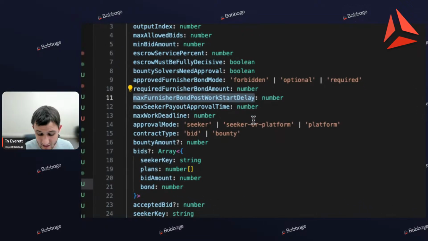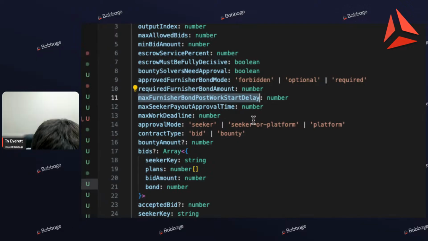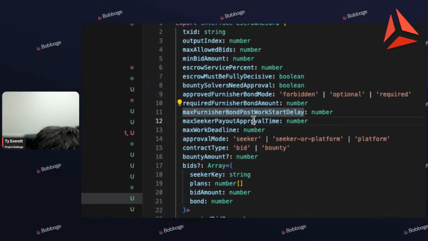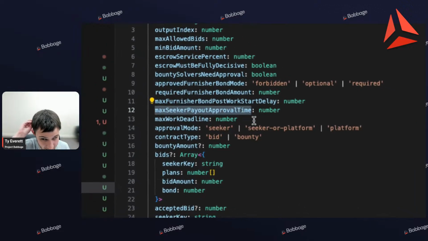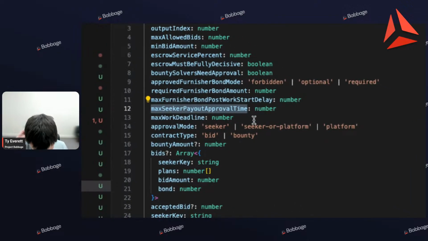This value relates to the amount of time that the furnisher has to post their bond after a bid has been accepted. And this value relates to the amount of time after work has been submitted that the seeker of the work has in order to approve the work before a dispute can be raised by the furnisher.